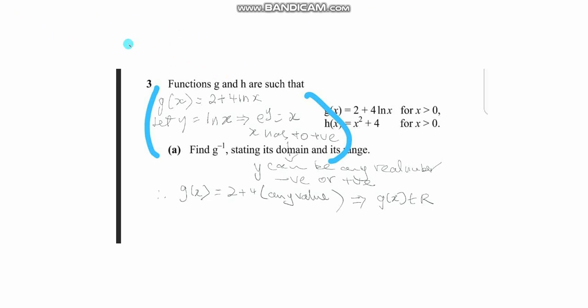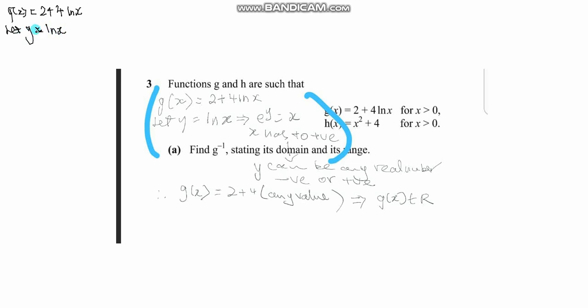Okay, let's look at the g function, which is equal to 2 plus 4 log x. Okay, now let's just look at log x alone, because these are all constant. Now let y equal log x.